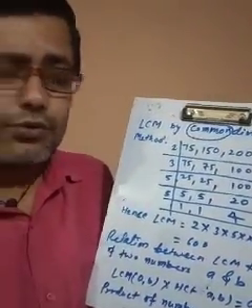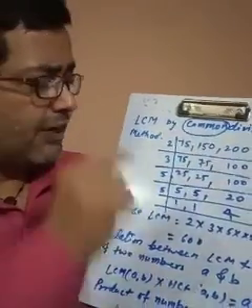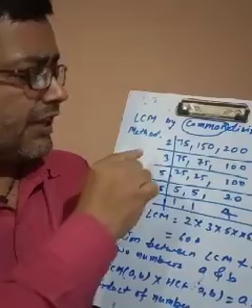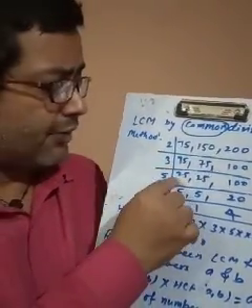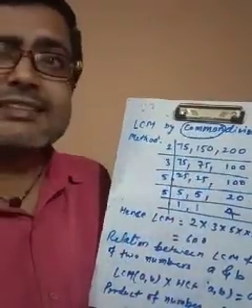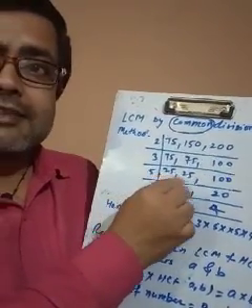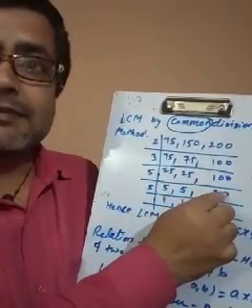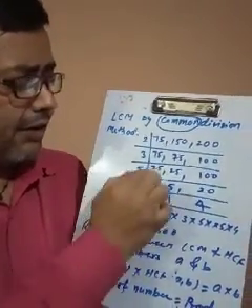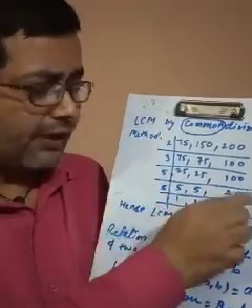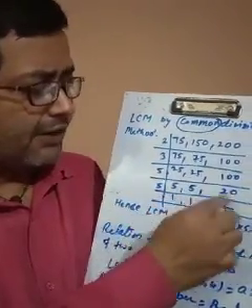Now we go for 2 again. By 2 only 100 is divisible. But by 3 these 2 numbers are divisible. So I divide by 3. So 75 becomes 25, and this 100 stays as it is. Now we go for 5. This can be divided by 5. This can be divided by 5. This is also divisible by 5. So we divide by 5. 25 becomes 5, and 100 becomes 20. Now we go again for 5. So we will get here 5, and here 4.